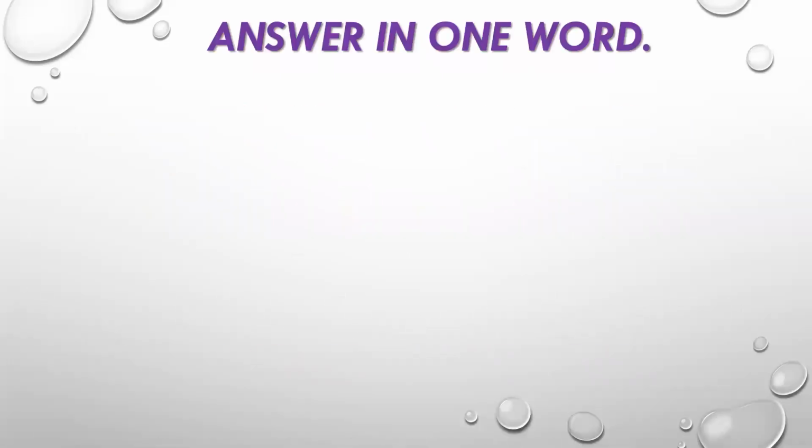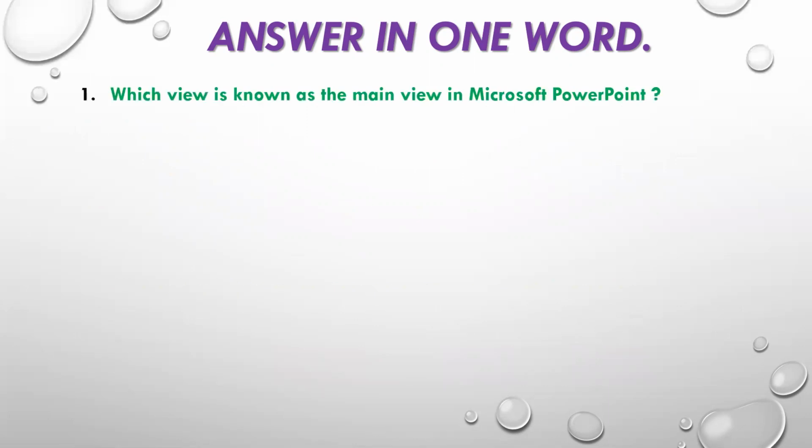Now I am giving you some extra objective type questions. Answer in one word. First question, which view is known as the main view in Microsoft PowerPoint? So the answer is normal view. Normal view is known as main view in Microsoft PowerPoint, and also it is known as default view in Microsoft PowerPoint.